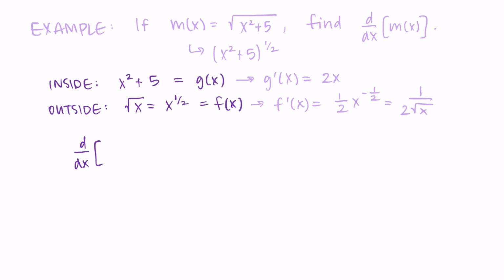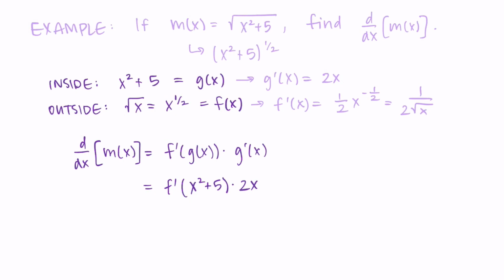Now let's put this all together. So the derivative of m is f prime of g of x times g prime of x. That's our chain rule. I'm going to start with my inside functions. So f prime of g is f prime of x squared plus 5. Then I multiply by the derivative, which is 2x, the derivative of g. Now I just need to plug in that x squared plus 5 into the derivative of f. So the derivative of f is 1 over 2 times the square root of the input. My input here is x squared plus 5. So I have 1 over 2 times the square root of x squared plus 5. And this gets multiplied by that 2x.